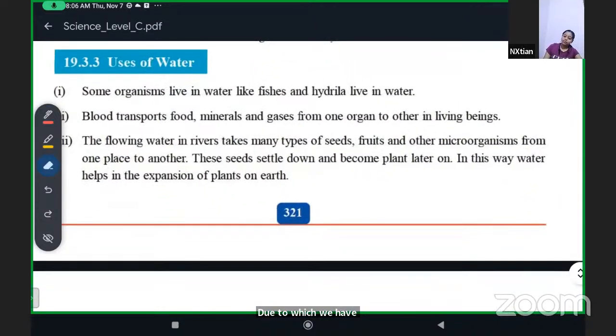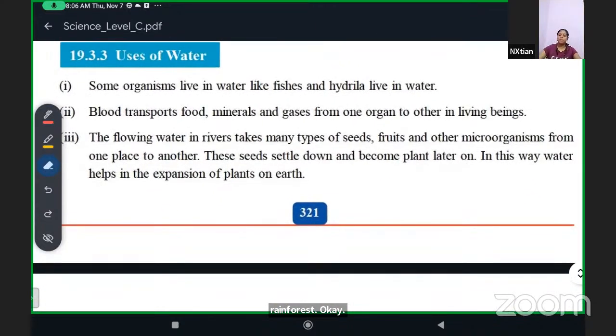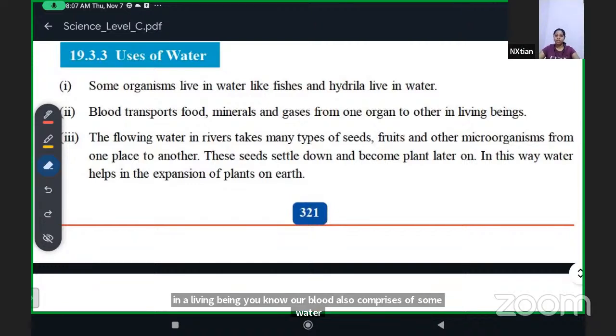Now there are some uses of water. What things is water used in? Some living organisms live in water, like fishes and hydra. Some plants and water animals live in it. Then blood transports food, minerals, and gases from one organ to another in living beings. Our blood also comprises a portion of water, so it helps in transportation.